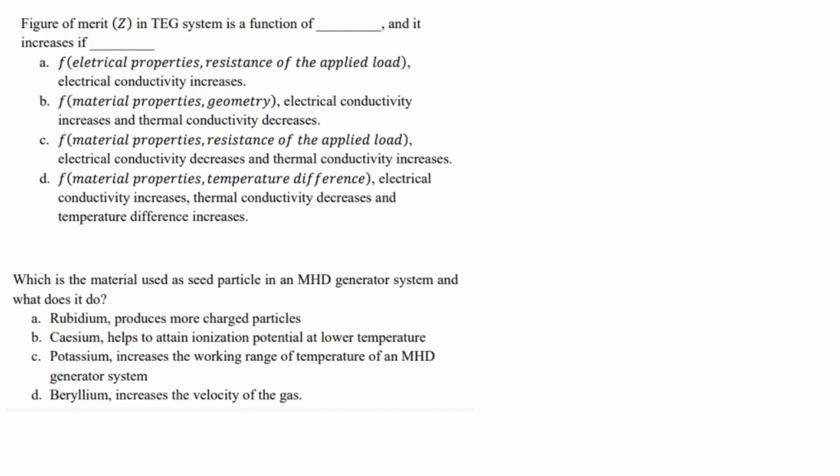And if you go to the next question, the figure of merit of TEG is a function of dash and increases if dash. So in this question, the figure of merit of a TEG system depends on what? Option A: electrical property or resistance of the applied load. Similarly, B: material properties and geometry; C: material properties plus resistance of the applied load; D: material properties and temperature difference.